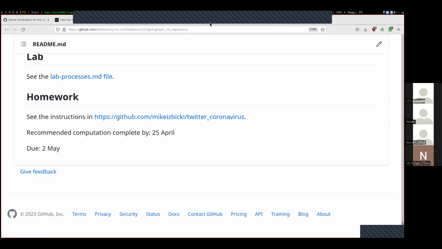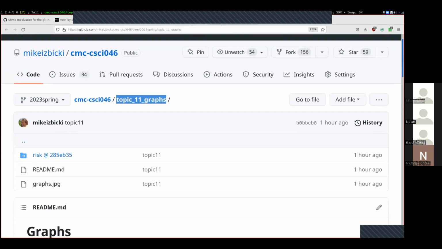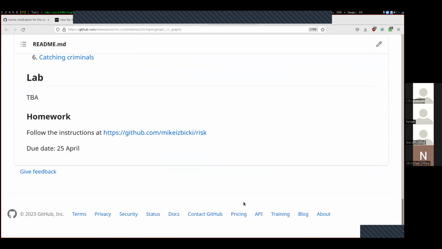There's also a new folder posted here, topic 11 graphs. This has your programming assignment related to the Risk board game. The due date for this will be April 25th, so you have 2 weeks to work on that as well. Both of these are relatively largish assignments, so there's lots of time to work on them, but I recommend not putting them off until the end. We will have a lab this week as well, and the lab will have the normal due date of the end of the week. Any questions about anything administrative?